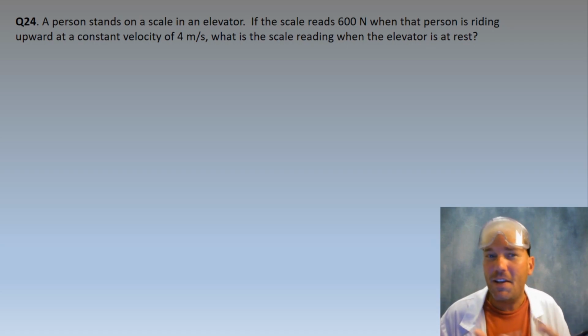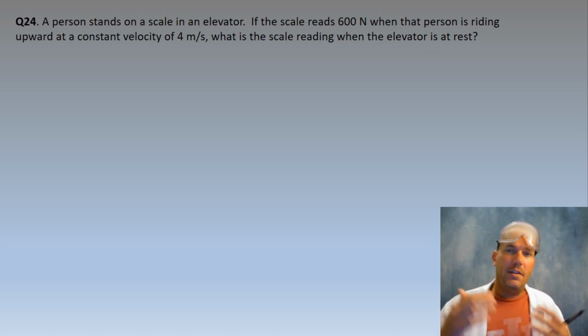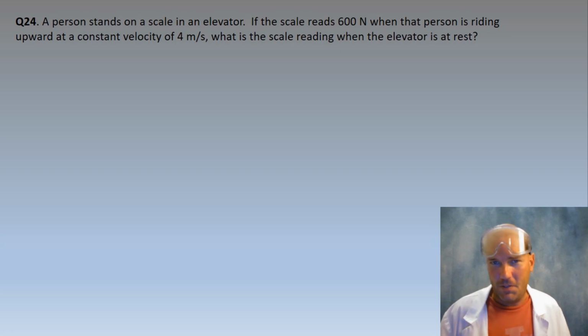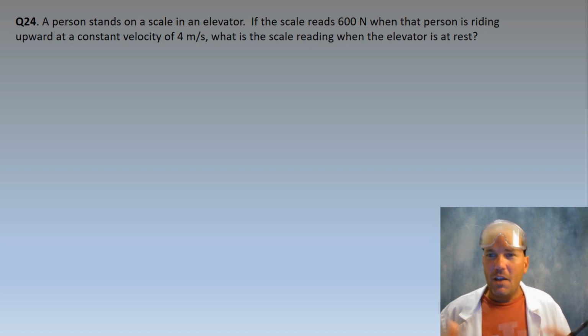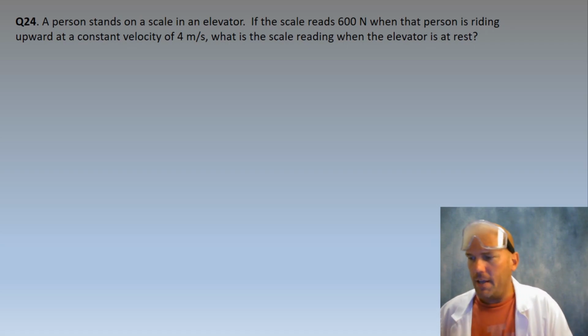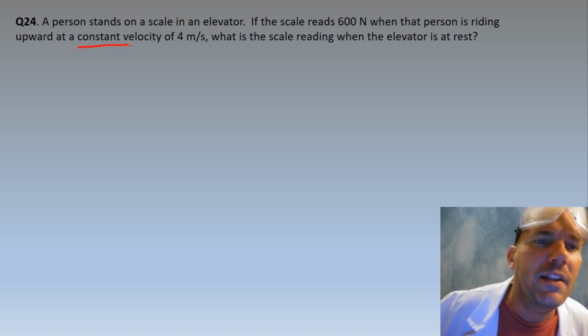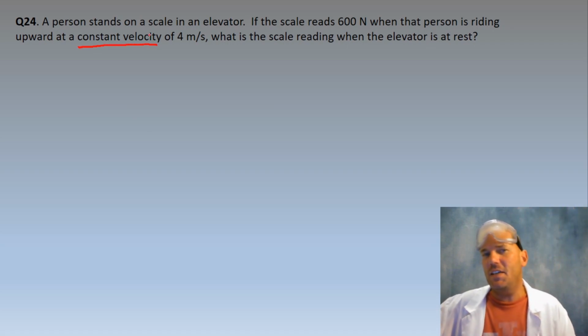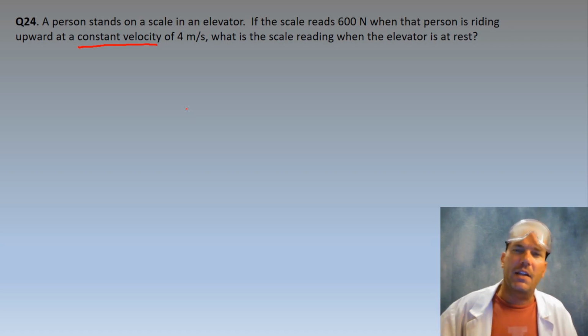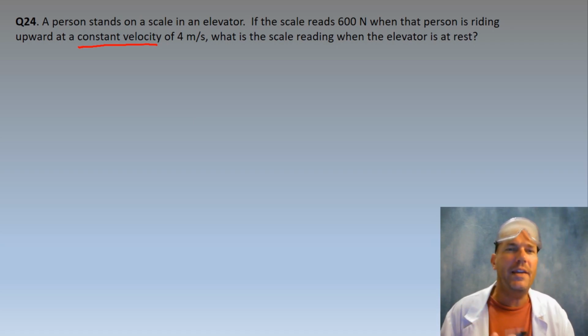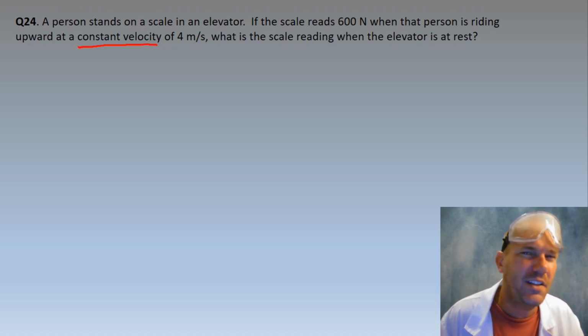A person is standing on a scale in an elevator, and the scale reads 600 newtons. All right, so what's the mass of this guy? You said it, 60 kilograms. When the person is riding upward at, I better underline this, constant velocity of 4 meters per second. Who really cares about that? All we care about is constant velocity. Well, that means there's no net external force on the system.